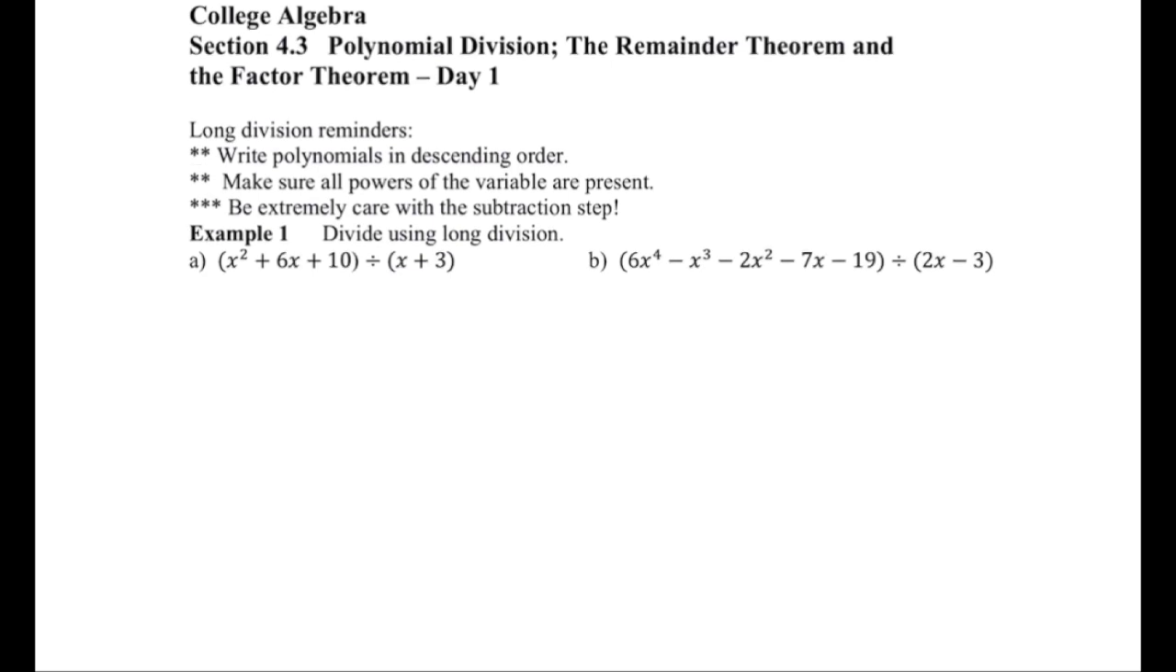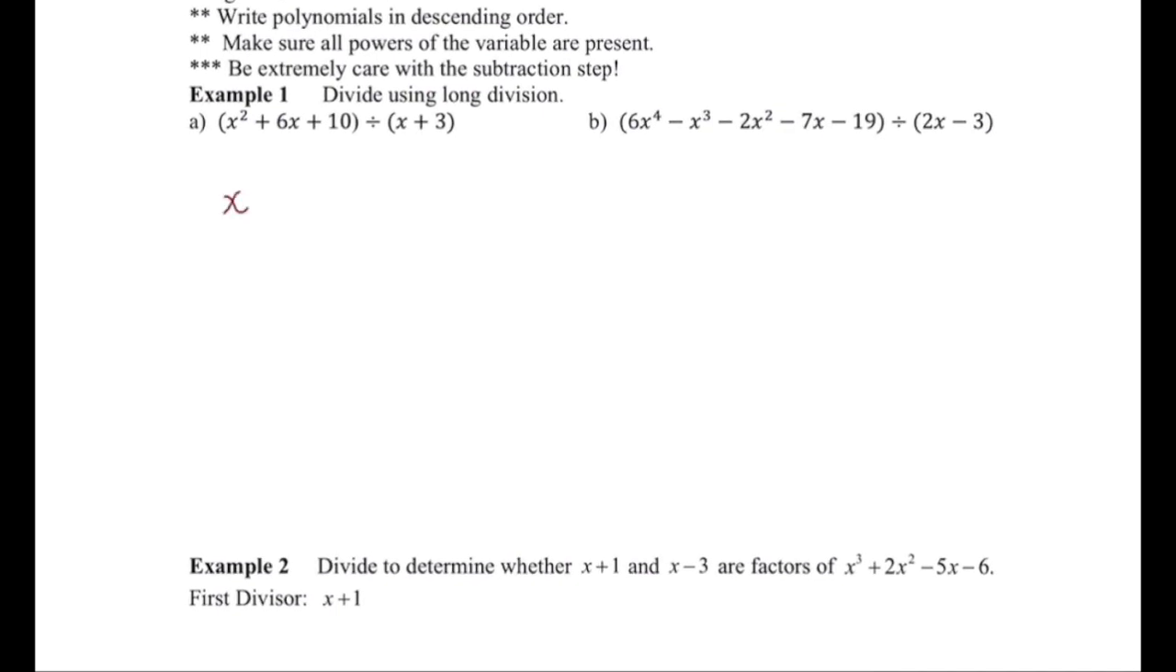The first thing I'm going to do is write the x squared plus 6x plus 10 on the inside, and we're going to divide that by x plus 3. I'm going to start with my x value and say, what times x will give me x squared? We know x times x will give us x squared. It doesn't matter along the top, place value is not a thing when we're dividing using polynomials. So anywhere on top is okay.